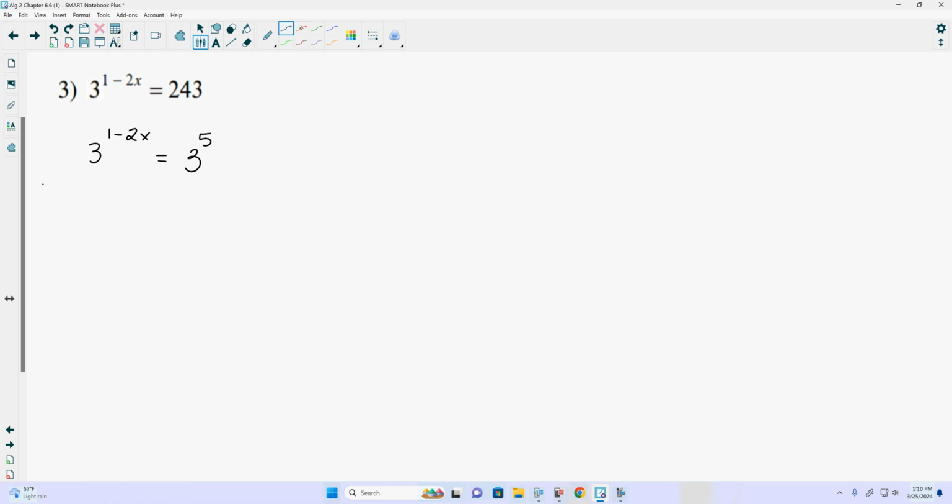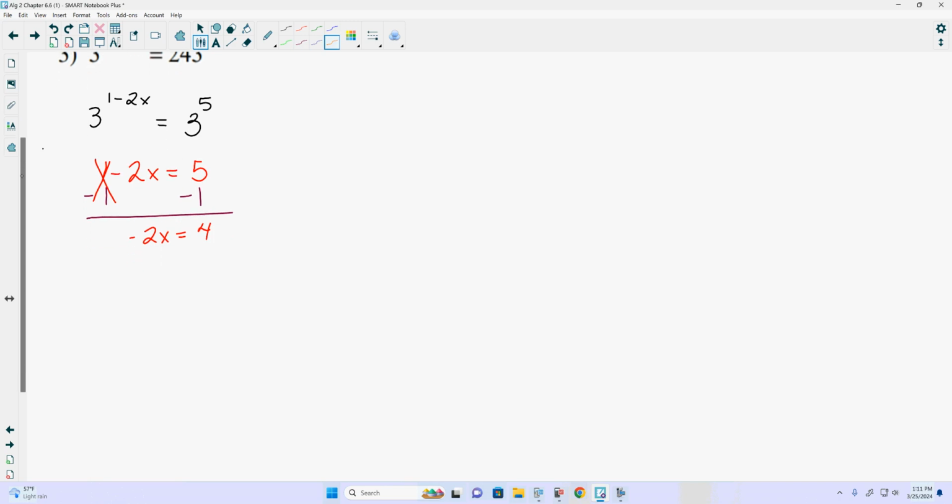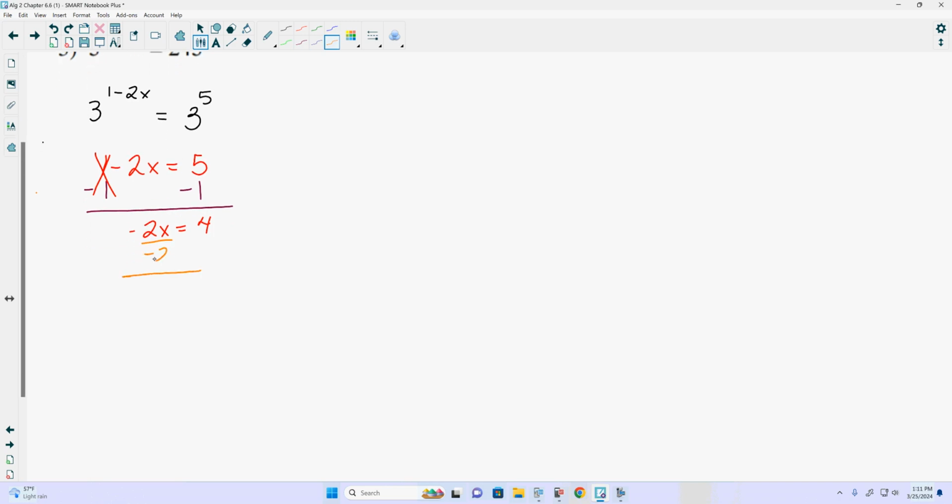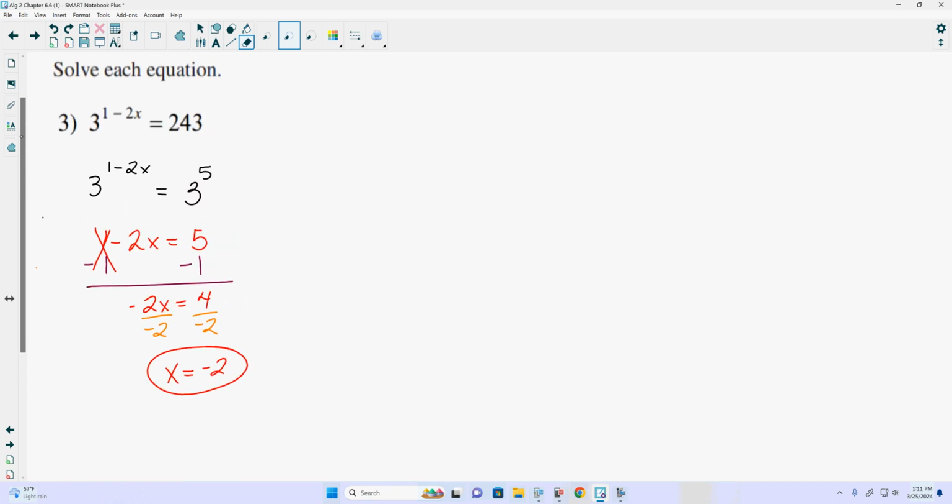Since the bases are the same, the exponents have to be equal. Now we just need to solve for x. What's the first thing we can do? We can subtract 1. Since the variables are already on the same side, we need to get the constant terms on the other. 1 minus 1 would be 0, leaving us with negative 2x is equal to 4. Then we divide by negative 2, telling us x is equal to negative 2.